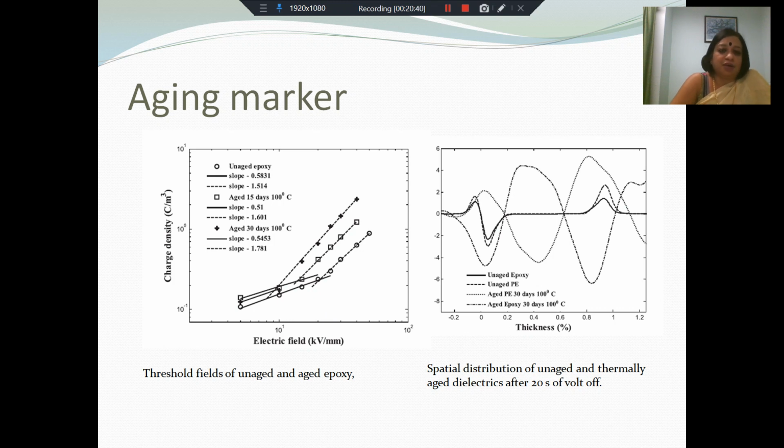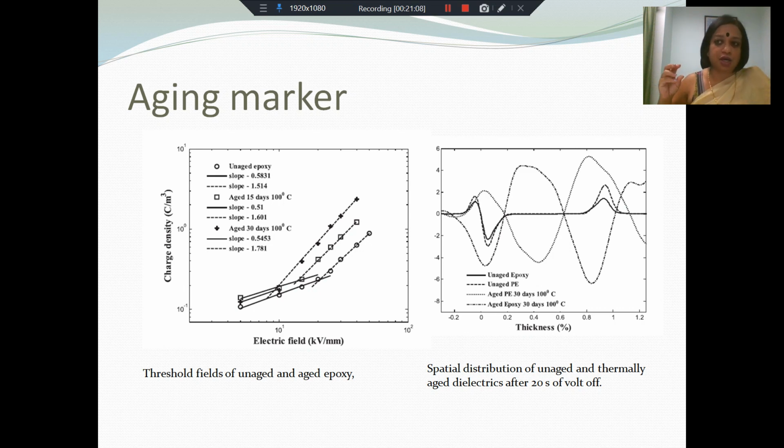But lastly, we come to the most important point, the condition of the material. Even if you have the same material, the composition of the material, of course, will determine the space charge trapping. But even if you have the same composition, the age of the material will decide the amount of space charge trapped. And therefore, it has been proposed that the space charge density can be used as an aging marker.